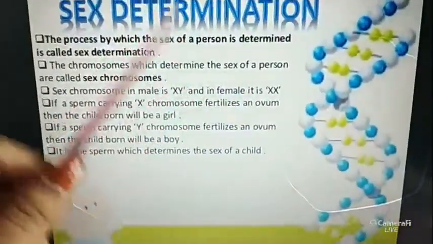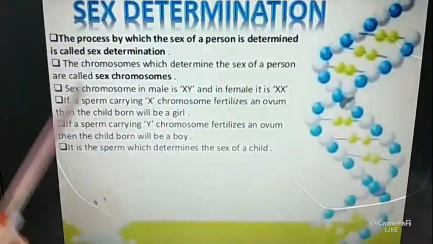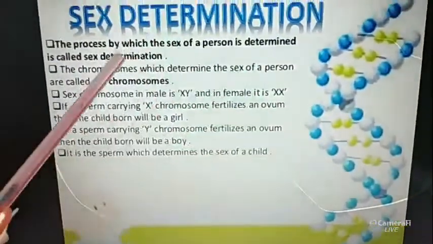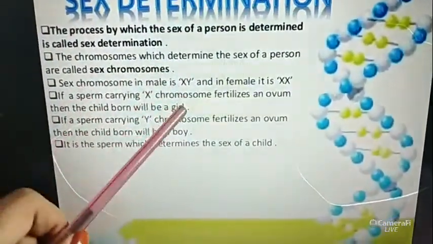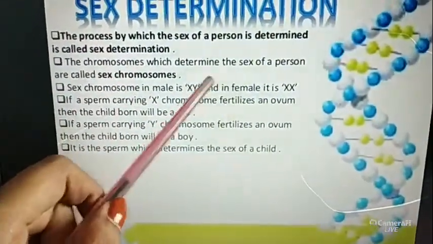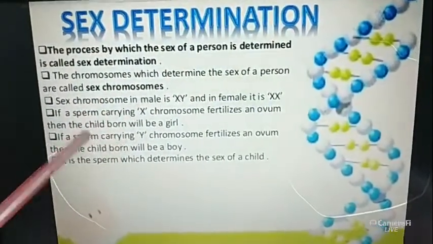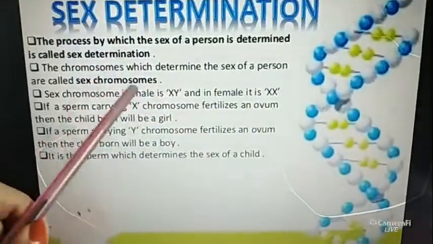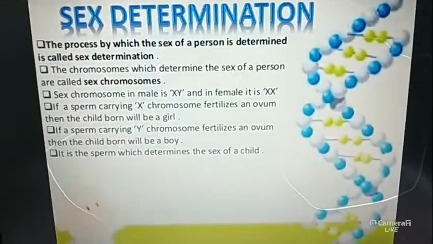Mother body can only give the X chromosome. Suppose father body gives the X chromosome and mother body always gives X chromosome, so XX conjugate together and form a baby girl. But if the father body gives the Y chromosome and the mother body gives the X chromosome, then X and Y conjugate together and form a baby boy. So this is the basic scenario of the sex determination process of a newborn baby.